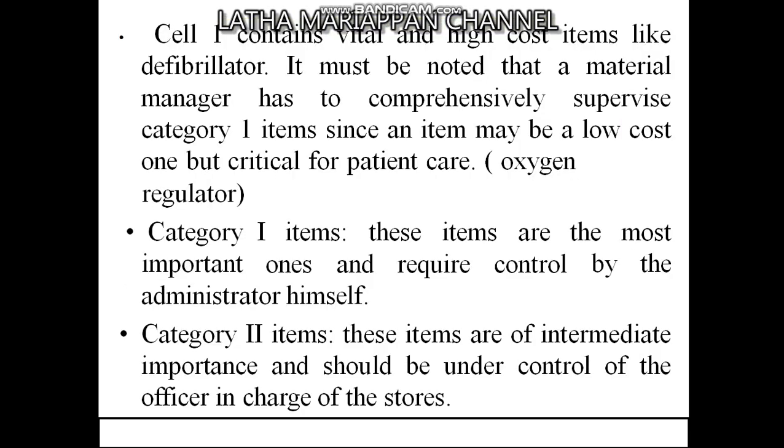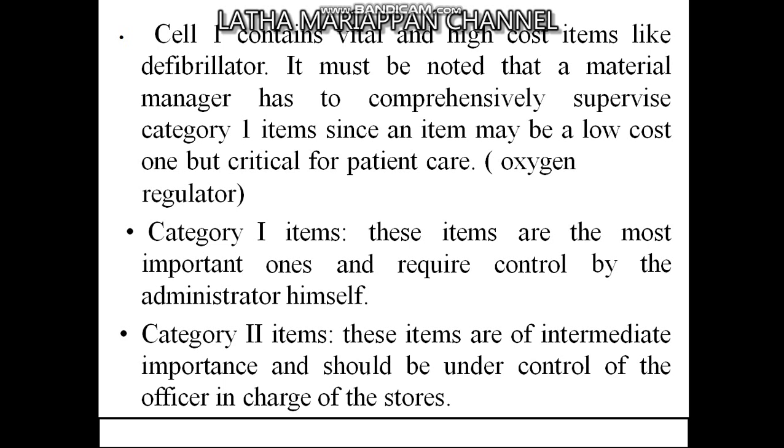So, what is cell 1? Category 1 contains vital and high cost items like a defibrillator. It must be noted that a material manager has to comprehensively supervise a category 1 item, since an item may be low cost but critical for patient care. Oxygen regulator is one such item, coming under cell 1.